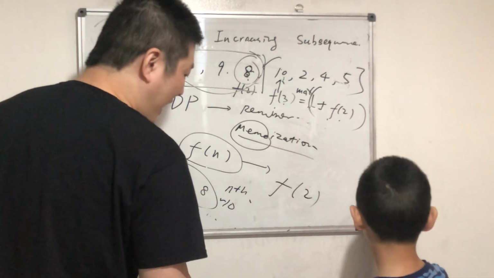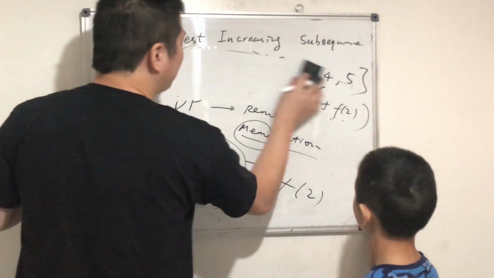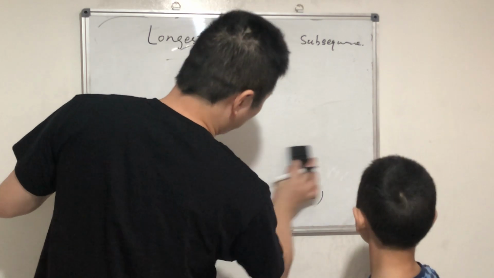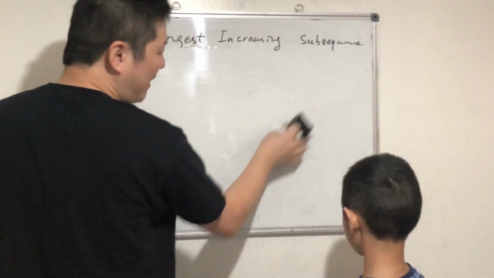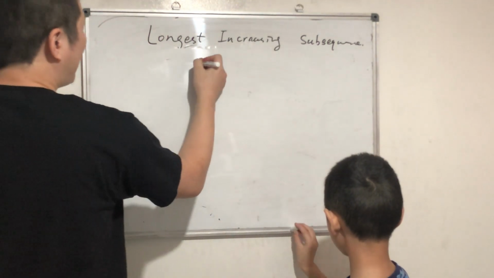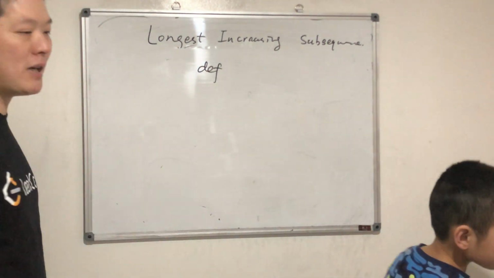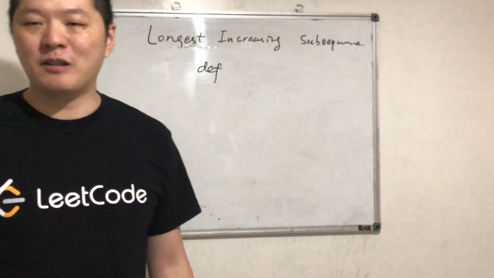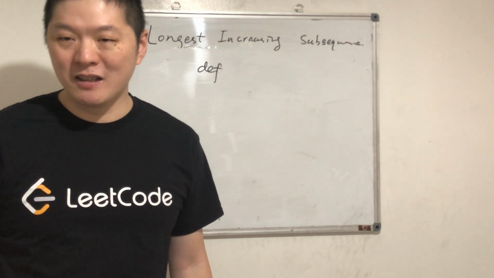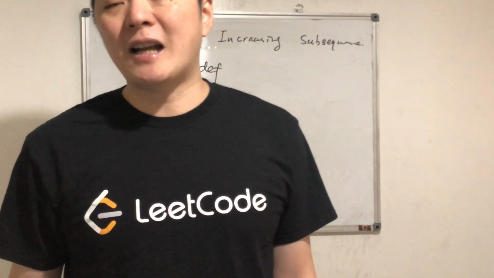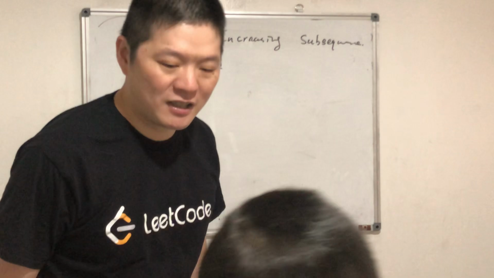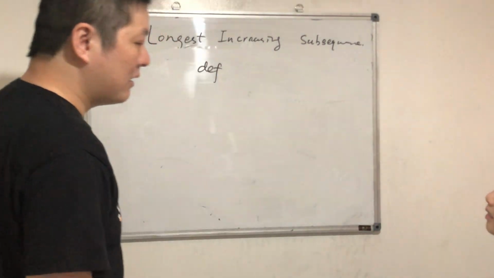Maybe it's better if I write code and then you will see how it works. Remember the top down and bottom up dynamic programming. There are two approaches. What's top down dynamic programming usually implemented in? Top down.